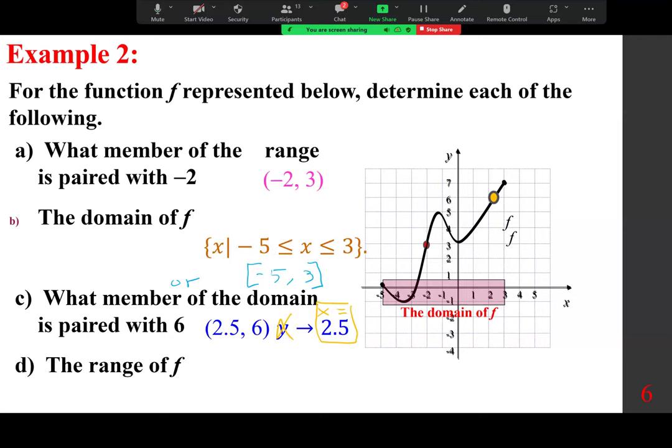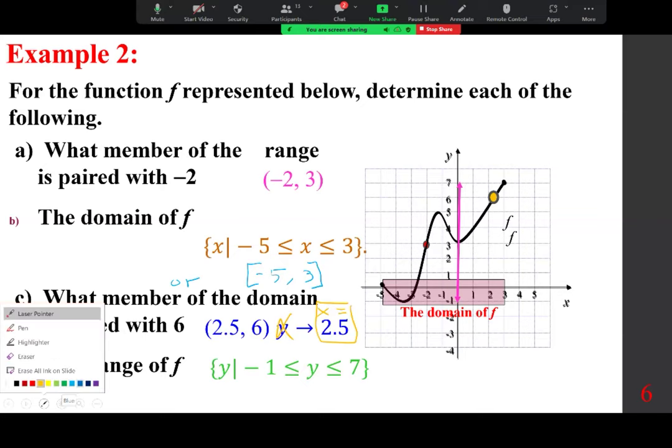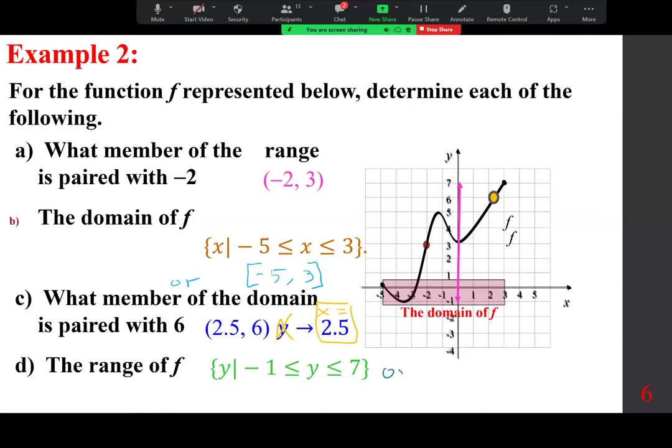What about the range of f? If we lay this down along the y-axis, the bottom seems to be covering negative 1, the top seems to be covering 7. So we can write from negative 1 to 7. So y such that negative 1 is less than or equal to y less than or equal to 7. If I were to write it in interval notation, I could write it as negative 1, comma 7, both of them in a bracket because the endpoints are included.